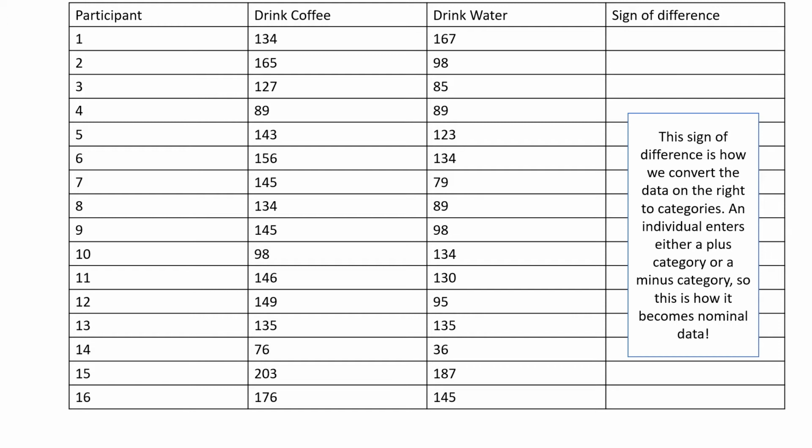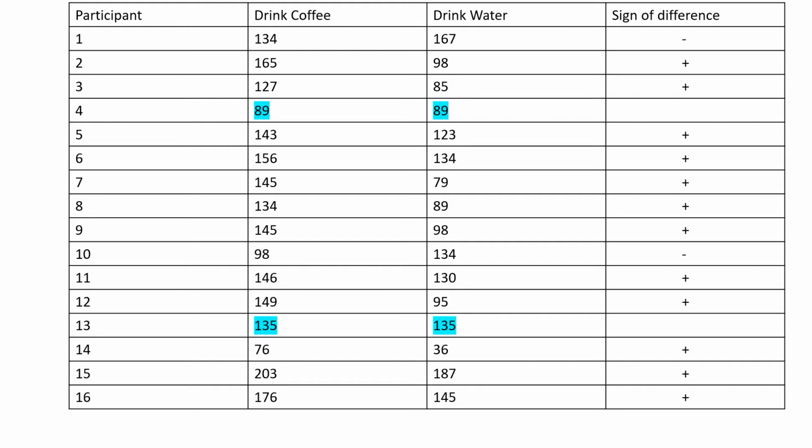So if you look, we've got drink coffee. The first participant said 134 words after drinking coffee, whereas when they drank water, they said 167 words. So in this instance, participant 1 said more words after drinking water than they did after drinking coffee. Now the sign of difference, what you do to work that out is take the first column, so the drink coffee, and take away the drink water. So if you have 134 minus 167, you get a negative symbol. I've put a negative symbol in the sign of difference column for the first participant.